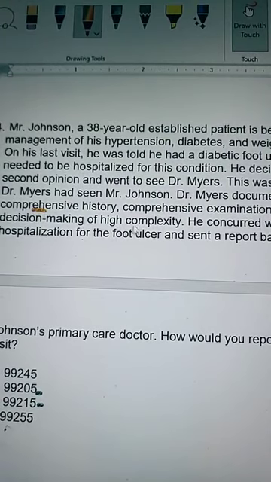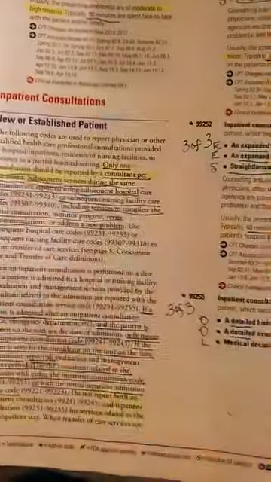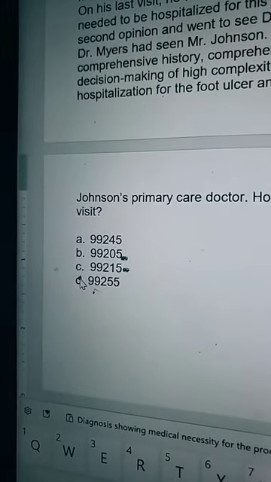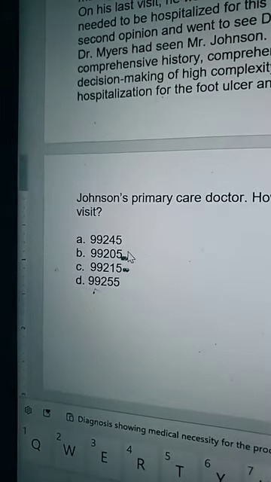We've got a comp and a high. And let's see, he has been told that he has a diabetic foot ulcer and needs to be hospitalized in his condition. He decided to get a second opinion. So he did not go to the hospital. So we can definitely get rid of the inpatient one, which is the 55. Super quick. He is going to be a new patient, right? So this one's looking a whole lot better.